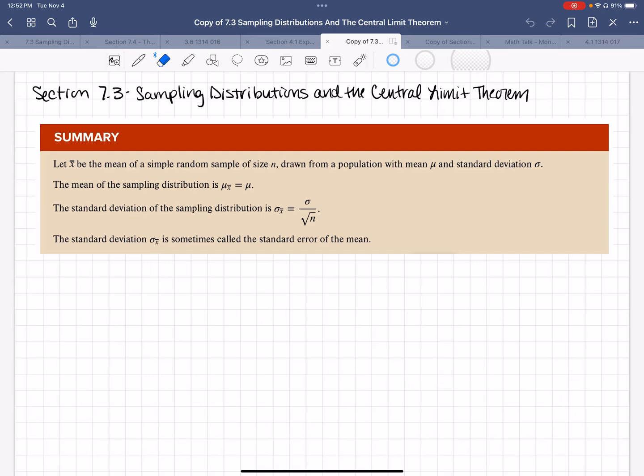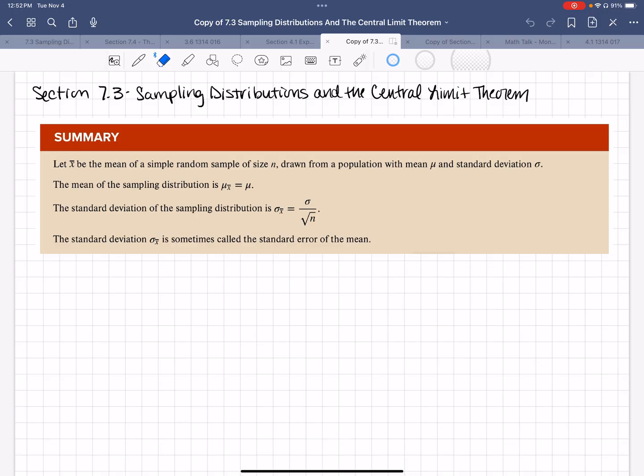Okay, guys, so we are on section 7.3, sampling distributions and the central limit theorem. We start off with a slight summary about the section. It says, let x bar be the mean of a simple random sample of size n, drawn from a population with mean mu and standard deviation sigma.